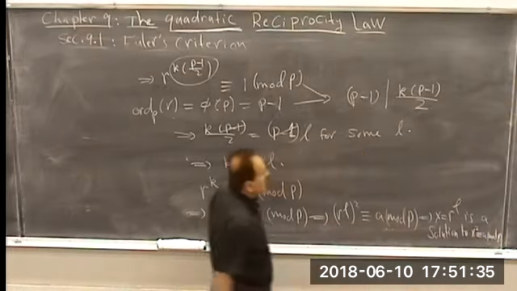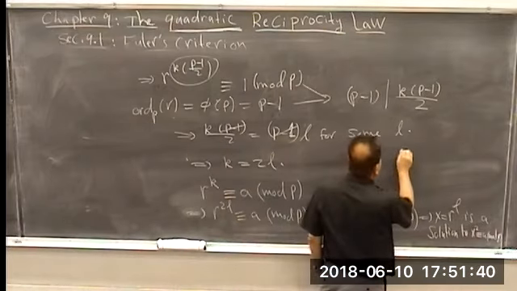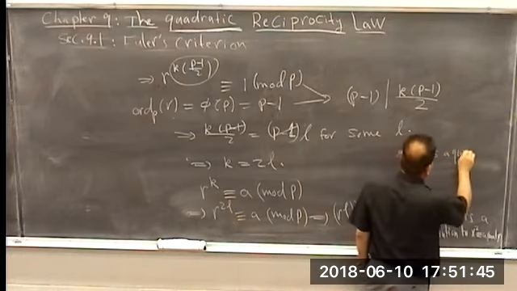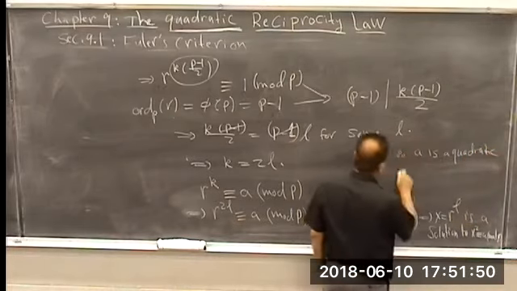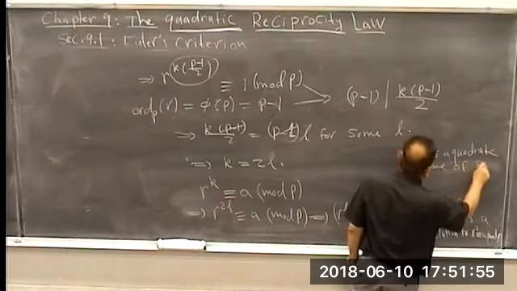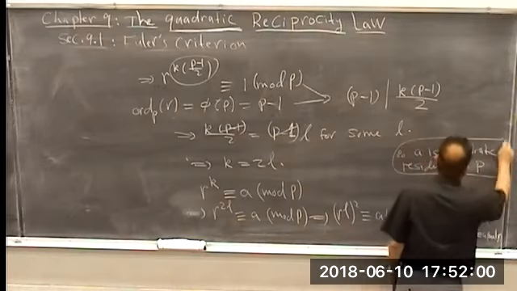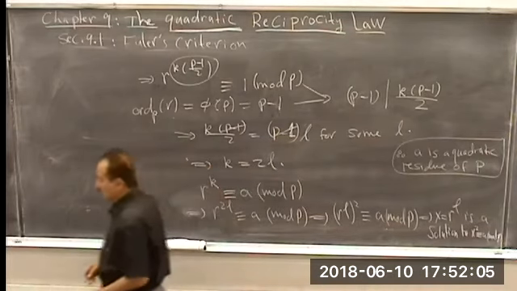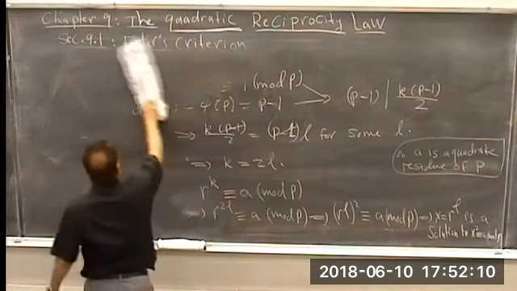All right. Therefore, the net result in here, we have A is a quadratic residue of P. So if the condition is satisfied, Euler's condition, then A becomes a quadratic residue. Now let's look at the corollary, which tells us when A is a quadratic non-residue.